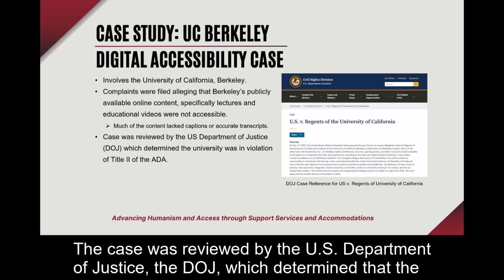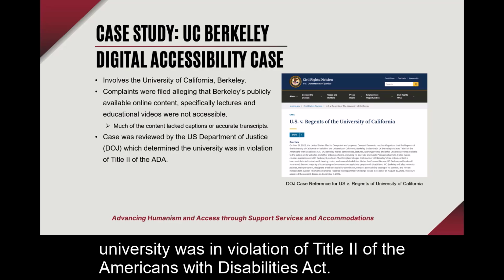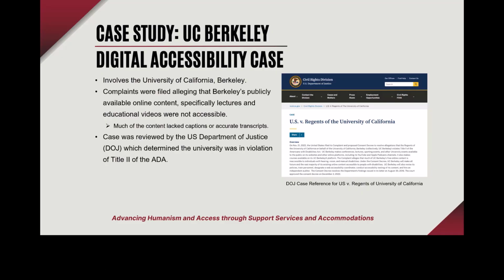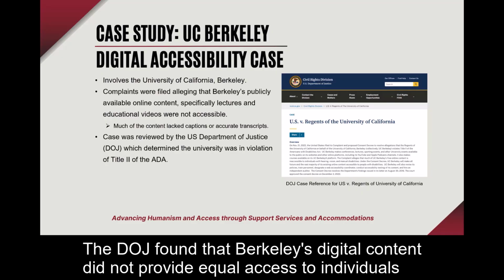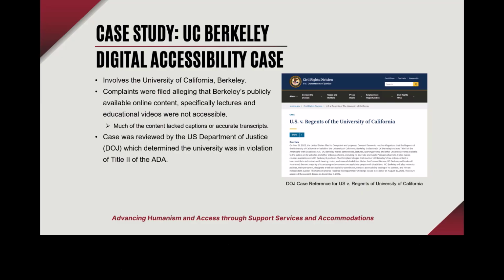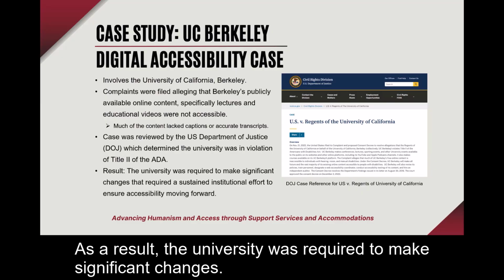The case was reviewed by the U.S. Department of Justice, the DOJ, which determined that the university was in violation of Title II of the Americans with Disabilities Act. The DOJ found that Berkeley's digital content did not provide equal access to individuals with disabilities. As a result, the university was required to make significant changes.